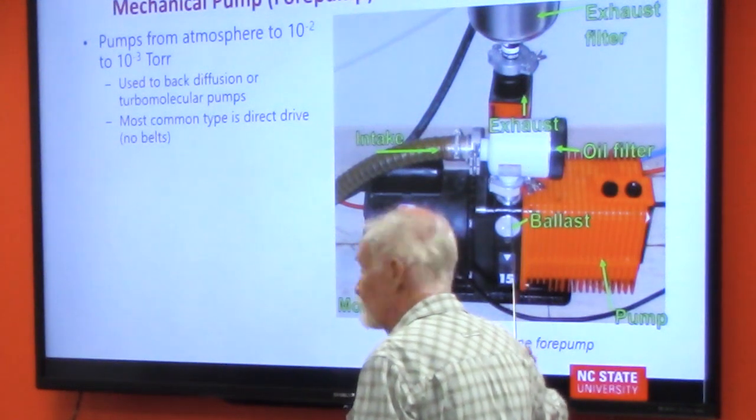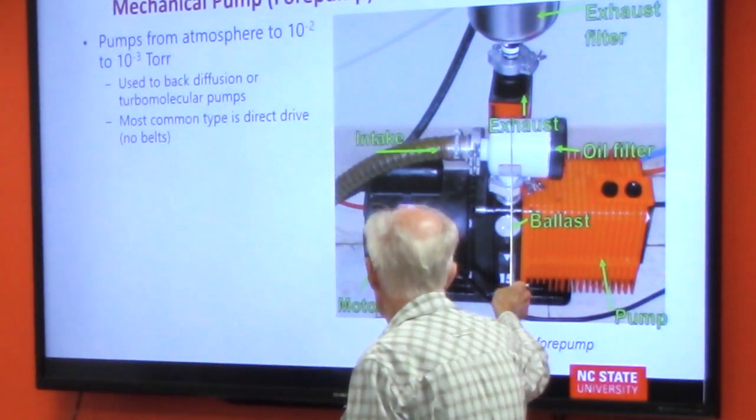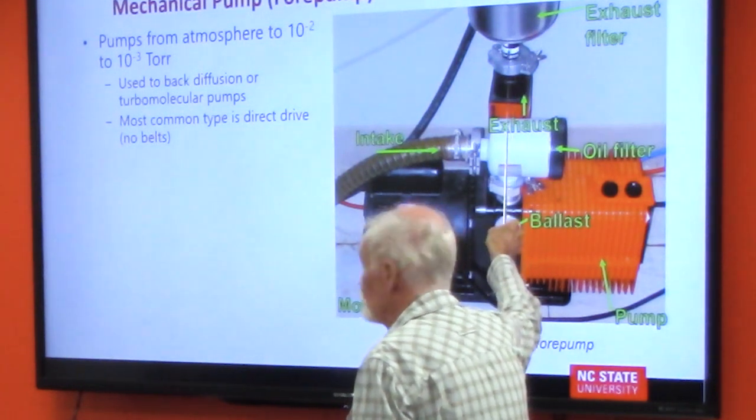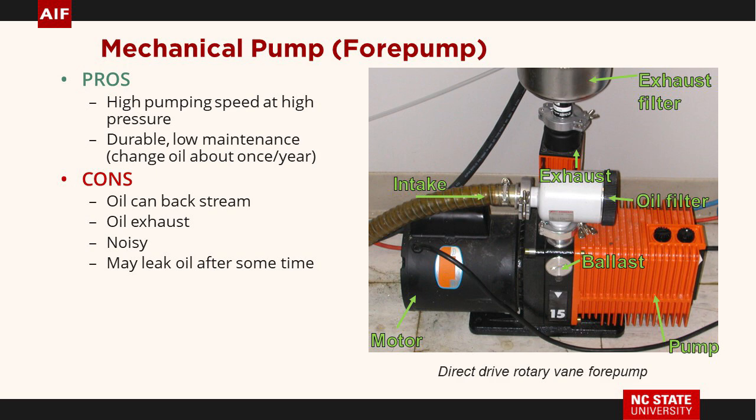You've got something here as an oil filter to try and prevent oil from backstreaming. And then you have something here to prevent the mist from getting into the room. There's a ballast control. Have you ever heard of that? Just say no. So the ballast control, if you're pumping nasty gases, will bleed air in at the same time.